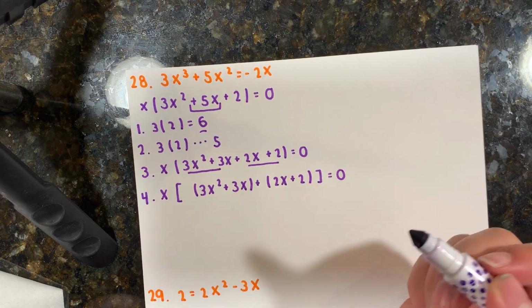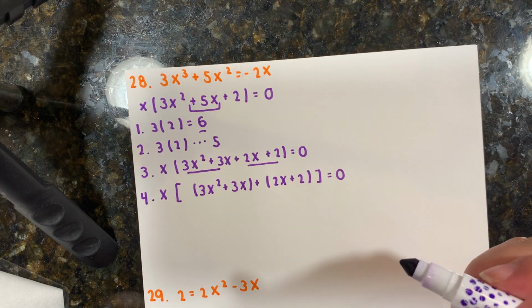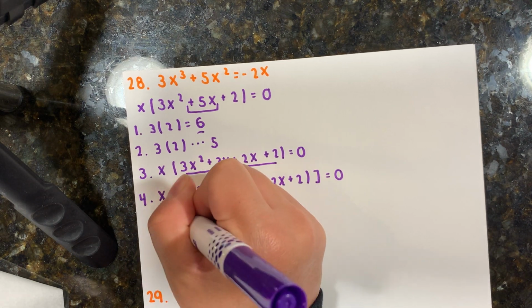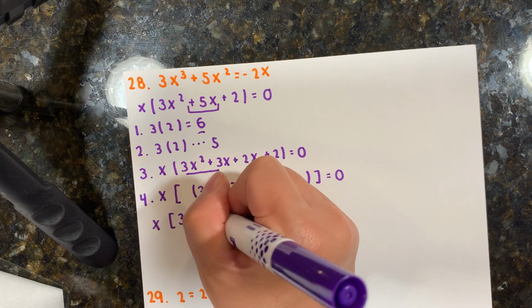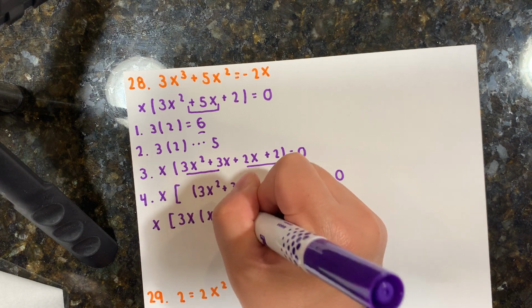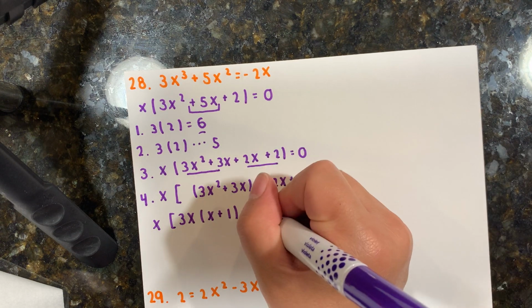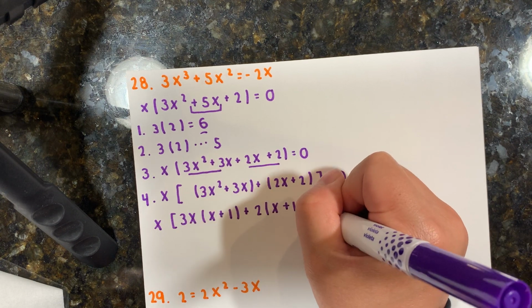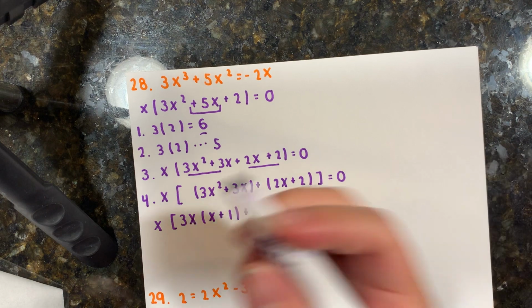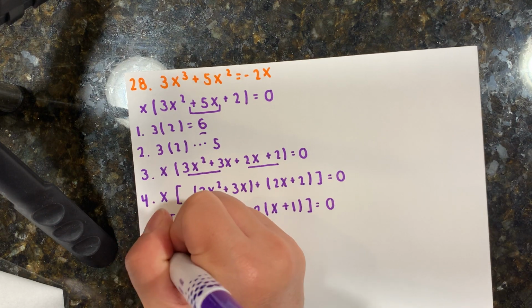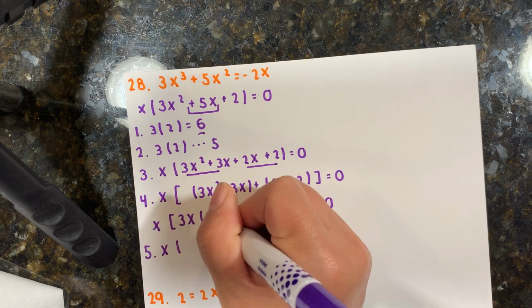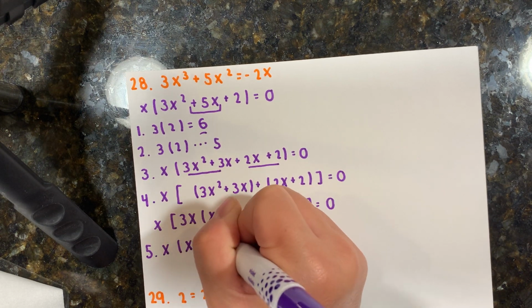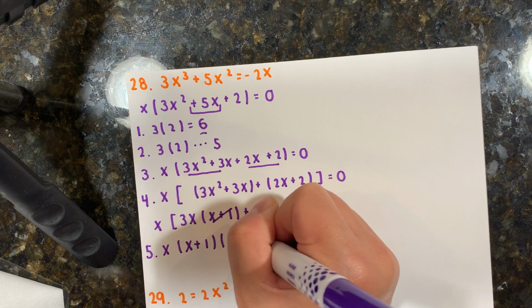What can I factor out of this parenthesis and what can I factor out of the second? In the first, I can factor out a 3 and an x, leaving me with x plus 1. In the second, I can factor out a 2, leaving me with x plus 1. Now, for step 5, I have the x on the outside, but then I'm going to take out this x plus 1. And what's left is 3x plus 2.